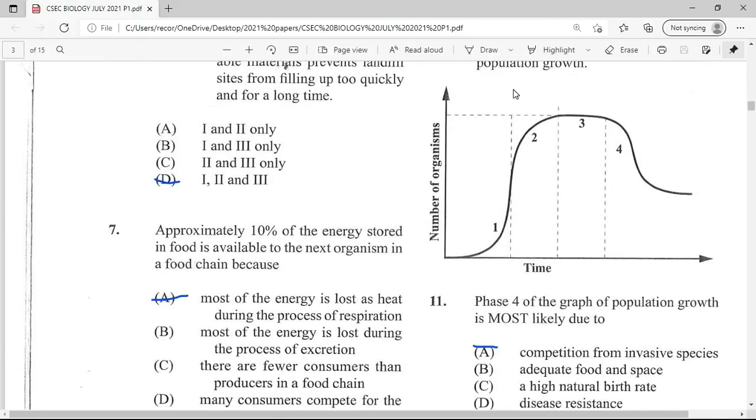Let's look at question number 7. Approximately 10% of the energy stored in food is available to the next organism in a food chain. Why? Because most of the energy is lost as heat during the process of respiration. Now, this is my answer, but I'm sure persons are looking at B. Most of the energy is lost during the process of excretion.